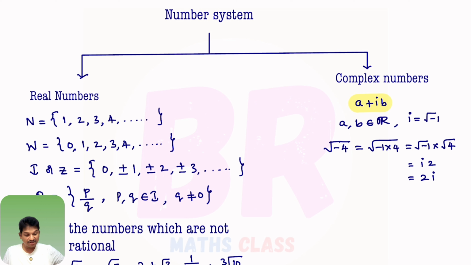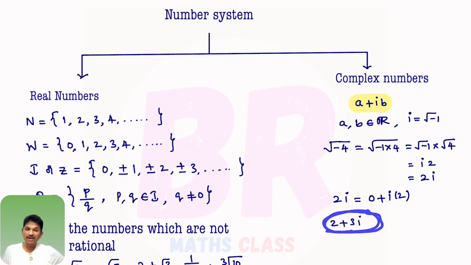Suppose 2i is in the form of a plus ib. 2i can be written as 0 plus i into 2, right? This is in the form of a plus ib only. So the numbers which are in the form of a plus ib are called complex numbers, where a and b are real numbers and i is the square root of minus 1. I'll take an example: 2 plus 3i. Is it a complex number? Complex numbers are also known as imaginary numbers, right?